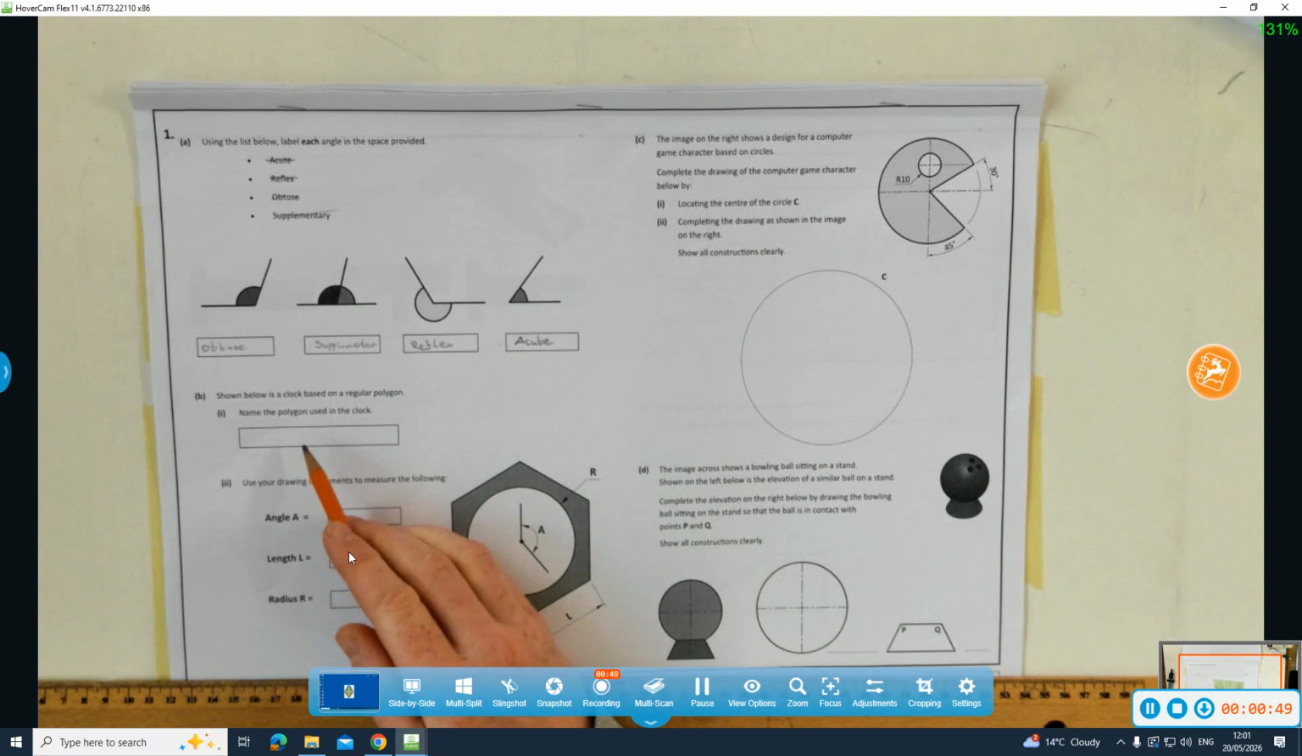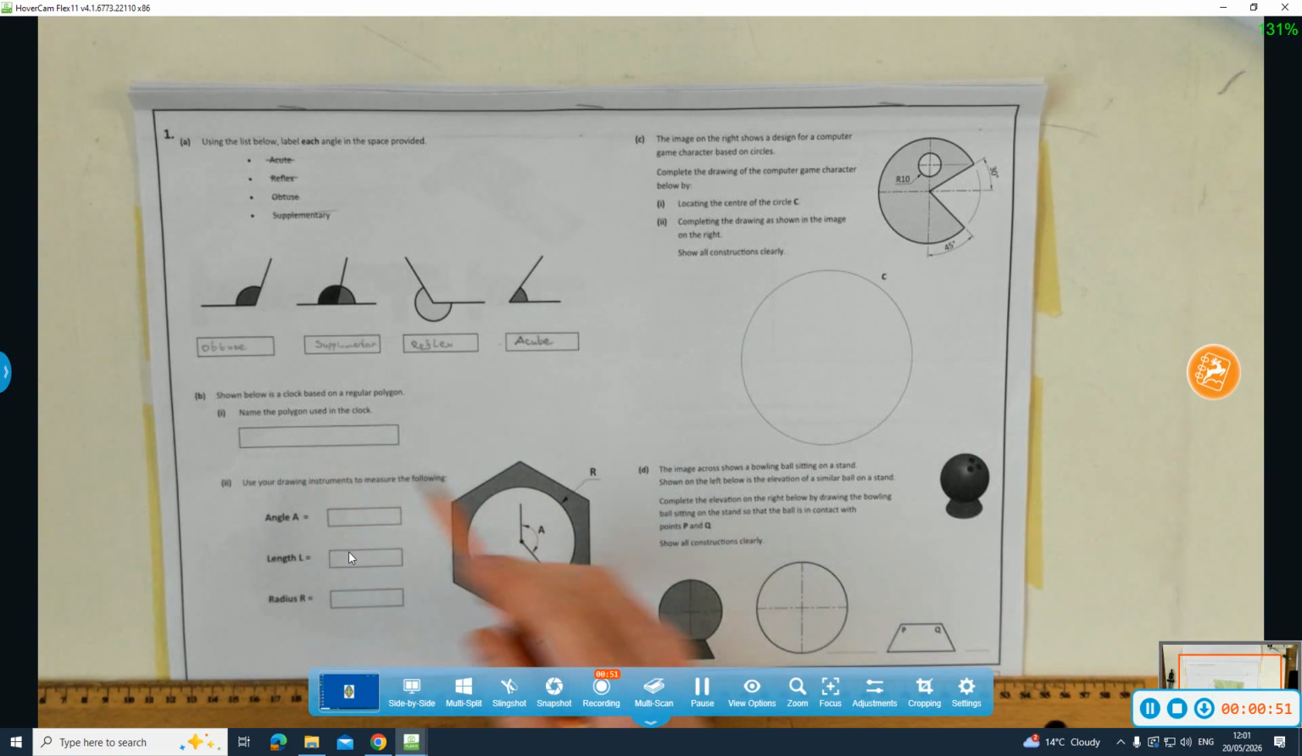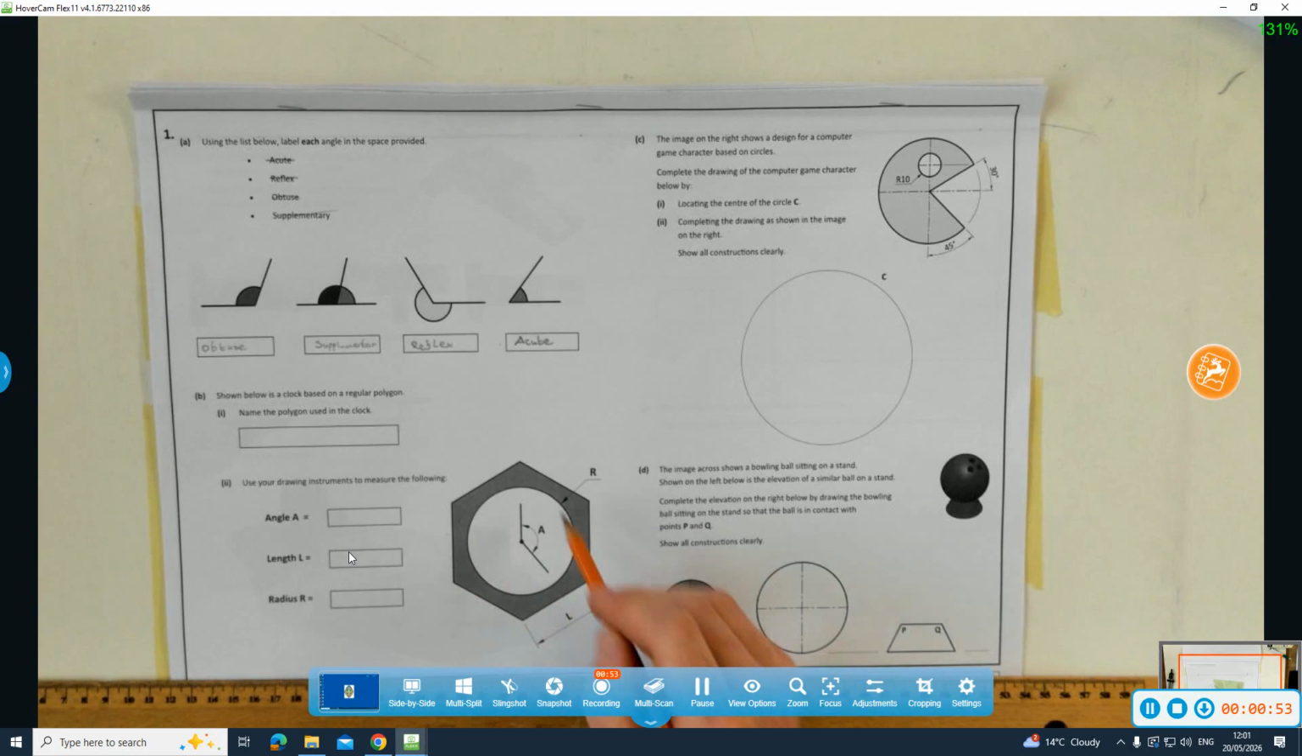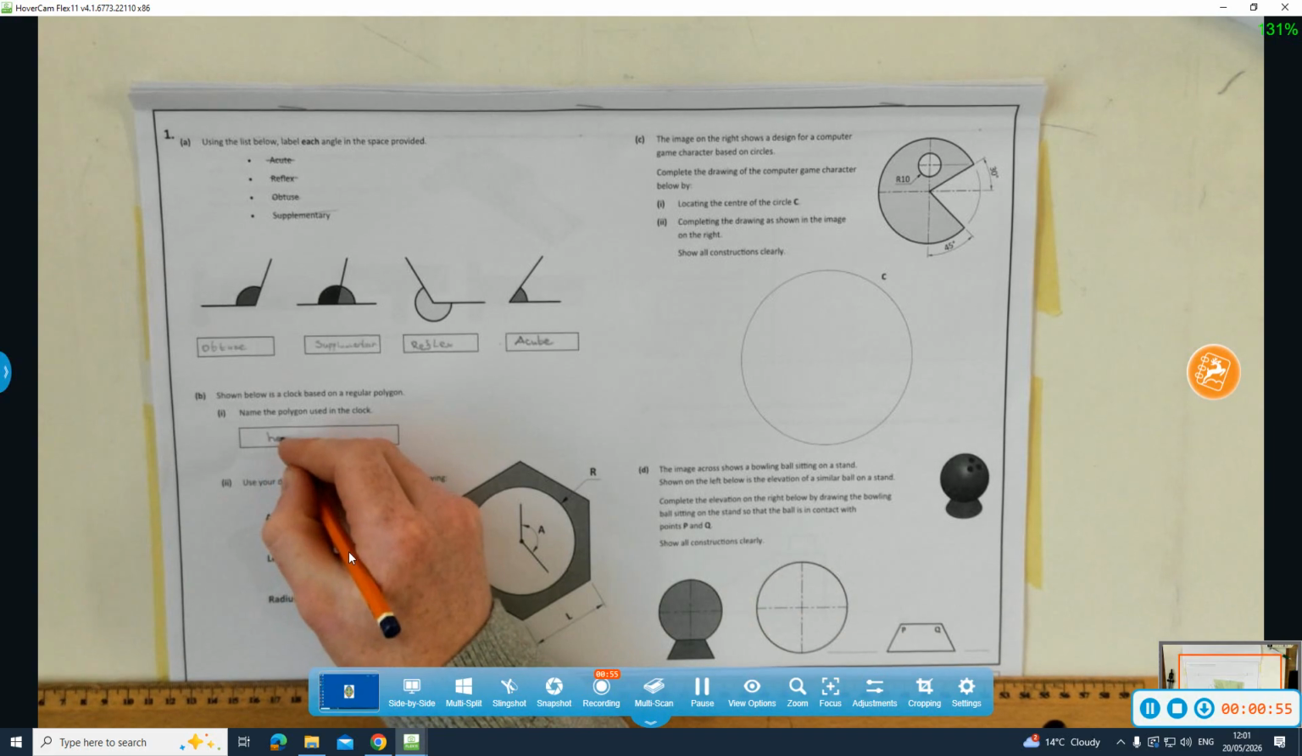Shown below is a clock placed on a regular pentagon. Name the polygon. So 1, 2, 3, 4, 5, 6. 6-sided shape, a hexagon.